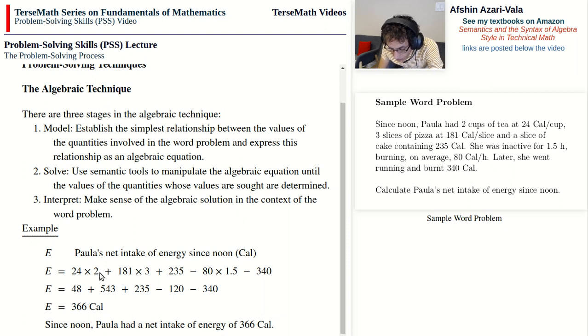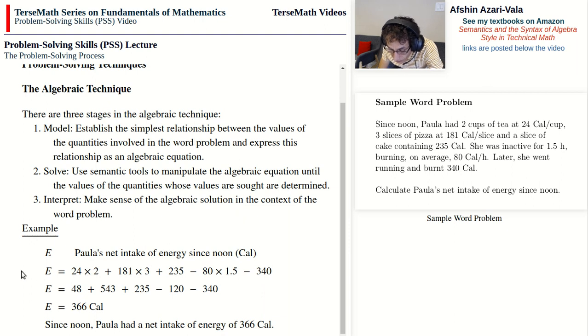All right, so it's important for us to keep in mind that an appropriate model is such that, first of all, I can take a look at any numerical value that's used in that equation and find that numerical value in the body of the word problem. In other words, if someone began by writing E is equal to 48 plus, and then keep the rest of it exactly as it is, just start with 48, not 24 times 2, but the rest will be the same. So 48 plus 181 times 3 plus, and so on and so forth.